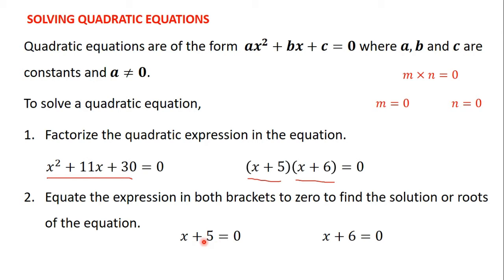So for the first one, we have x plus 5 is equal to 0. This will give us x is equal to minus 5. And for the second one, we have x plus 6 is equal to 0. And this will give us x is equal to minus 6. So the solution or the roots of this equation is minus 5 and minus 6. Now that we know how to solve a quadratic equation, let's take some questions.